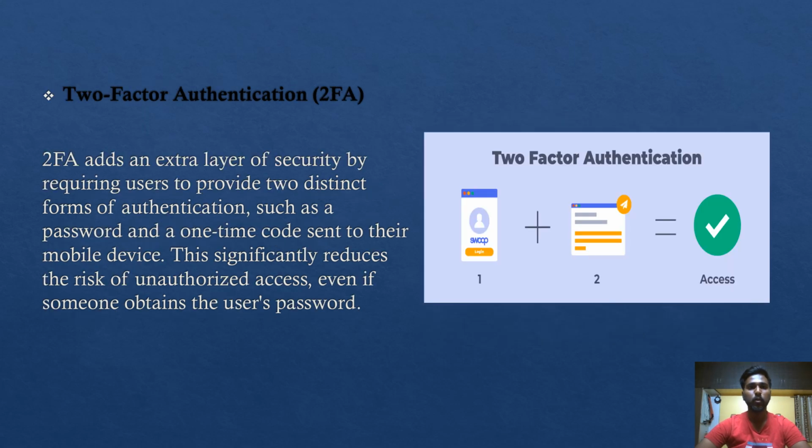Now we'll see about two-factor authentication. The 2FA or two-factor authentication adds an extra layer of security by requiring users to provide two distinct forms of authentication, such as a password and a one-time code sent to their mobile devices. This significantly reduces the risk of unauthorized access even if someone obtains the user's password. The two-factor authentication works if the password and the OTP are correct.